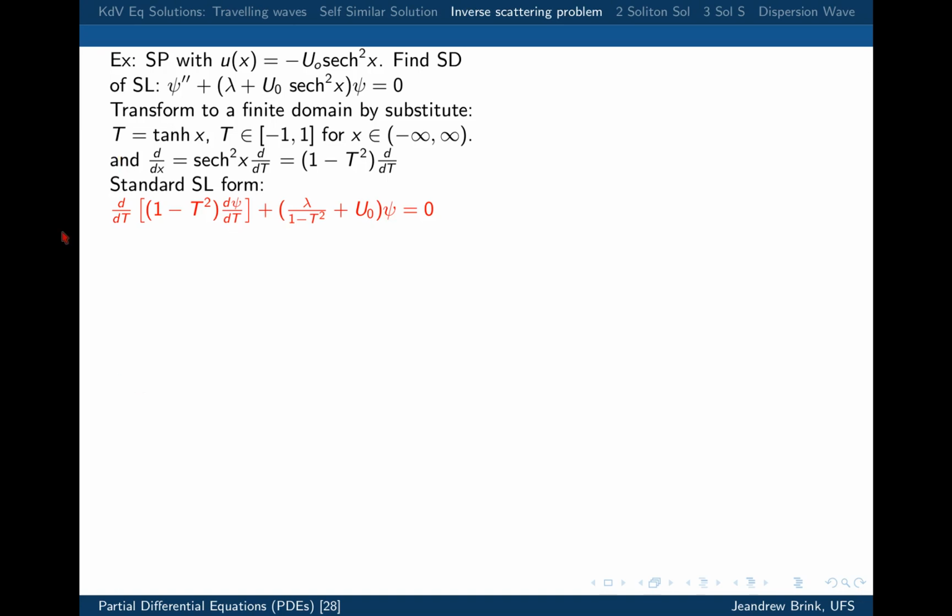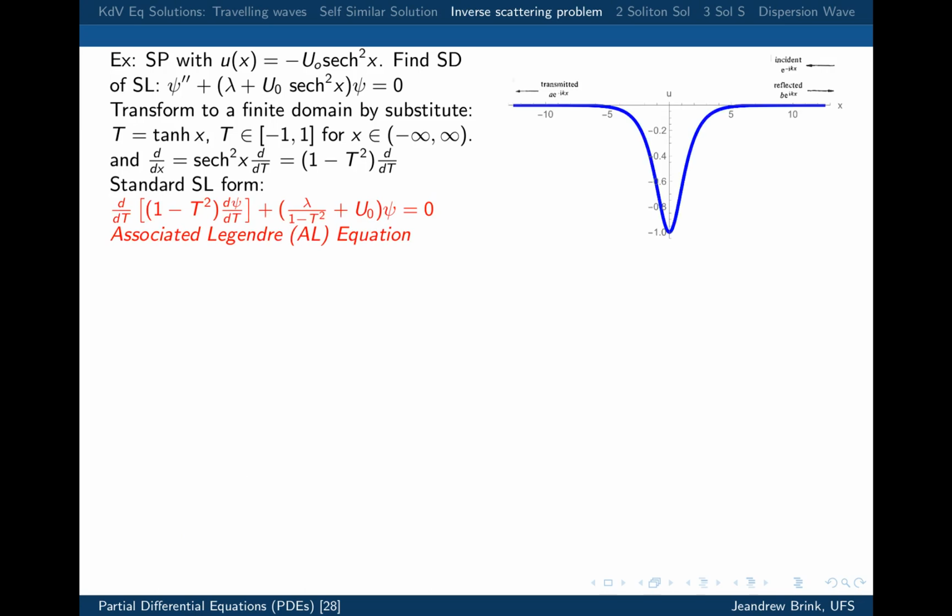And the nice thing is, this is actually a known equation. You can solve it. This thing is called the associated Legendre equation. People have looked at it.